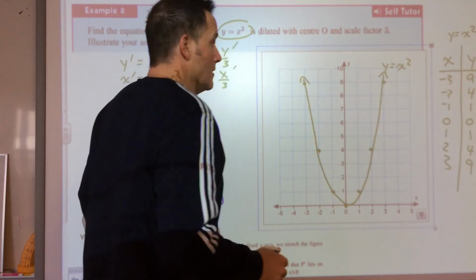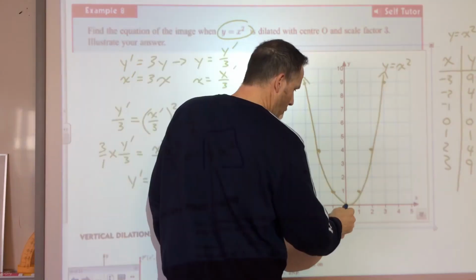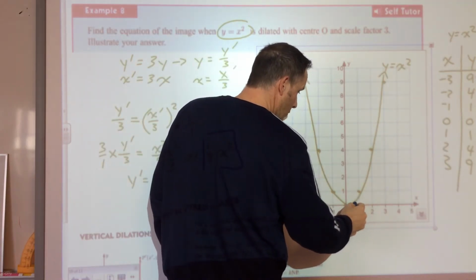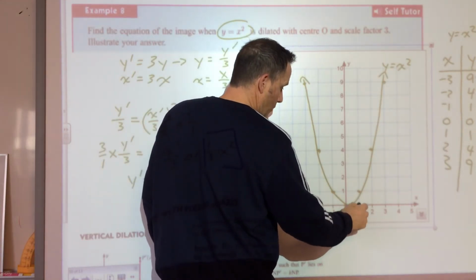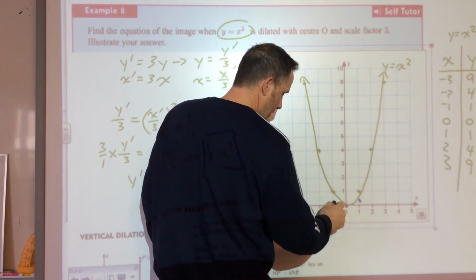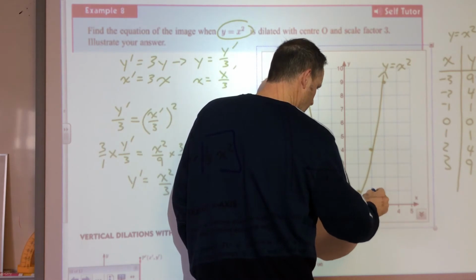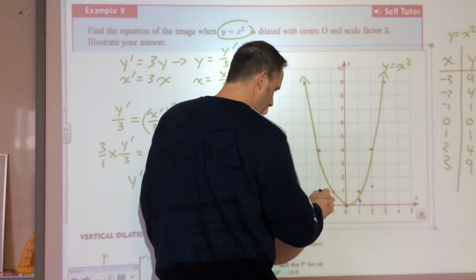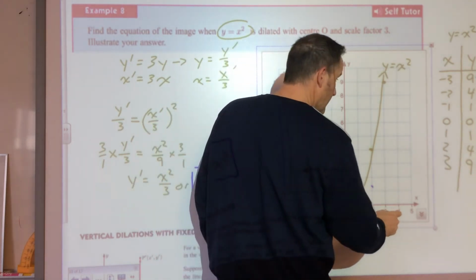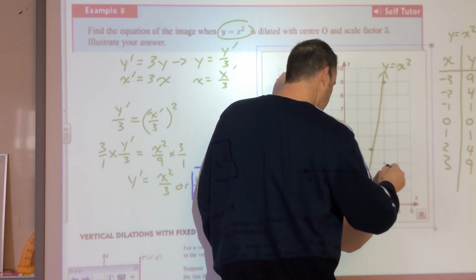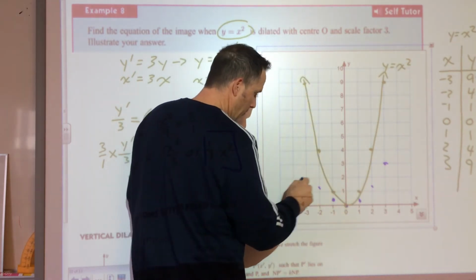So we still have 0, 0. And then we get 1/3. So when x is 1, we have 1/3. And there, -1/3. 2 is 4/3, so that's going to be right about there. And there. 3 is 3. And -3, 3.